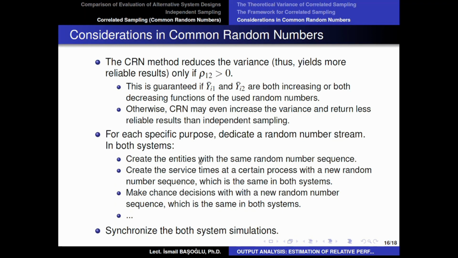Like when you are creating the entities with an arrival process, use a separate random number sequence, and that random number sequence is also going to be the same in the entity creation of the second system design. And when you are using another random number sequence for the service time generation, use that sequence for the service time generation of the second system design as well. And whenever you are making a chance decision, for example, a decide decision, again, you need to use another random number sequence, which is the same for both systems, and so on and so forth.